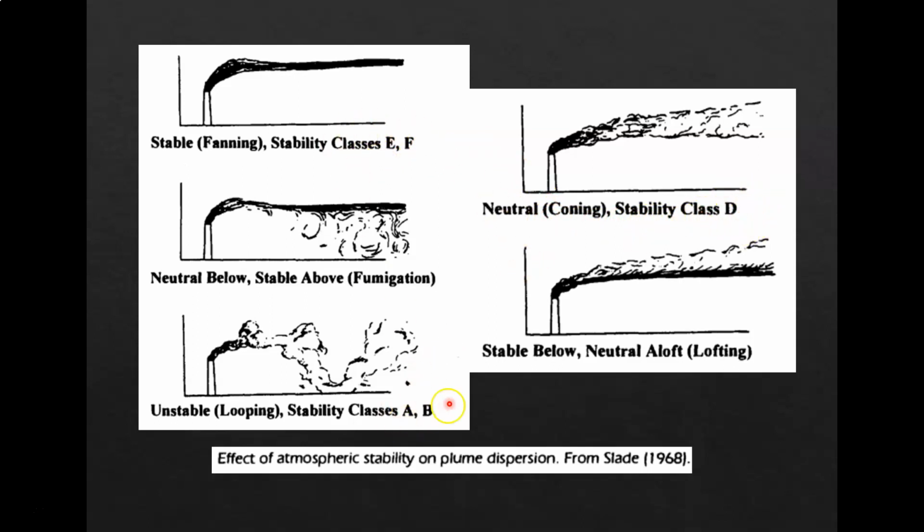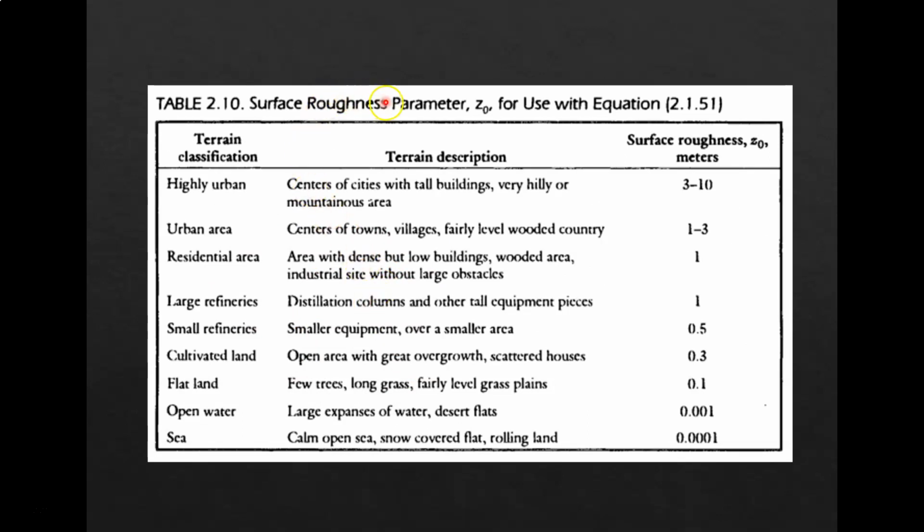All these classes will determine what kind of equation or what kind of coefficient you will use inside your gas dispersion model. This is the figure related to the atmospheric stability. Then we have the surface roughness: is it highly urban, residential area, cultivated land, flat land, open air, open water, and so on. This terrain classification will determine your value for the surface roughness.